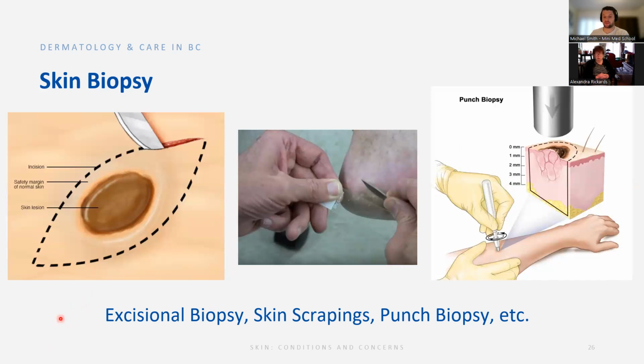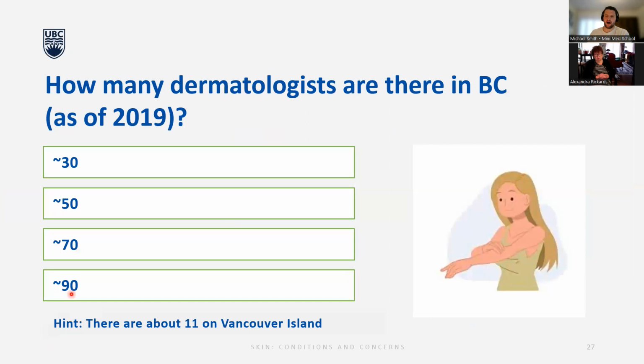So I have another question for you all, if you're able to answer it, just to get some more perspective on this issue. How many dermatologists are there in BC as of 2019? That was when the last statistics came out that I could find verifiably. So I've launched it there. As I mentioned earlier, as of 2019, when it was last reported, there were about 630 in all of Canada. And a little hint here is there's about 11 on Vancouver Island.